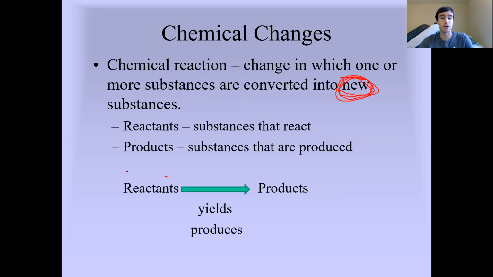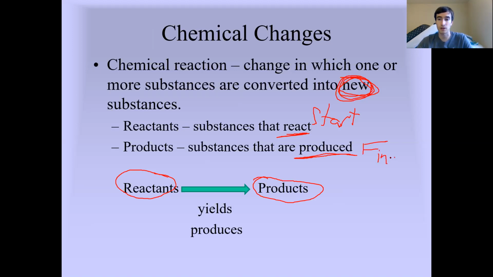We have what's called the reactants on one side. So these are the substances that react together. Makes sense. Reactants react. So these are our starting substances. So they are what we use to start the chemical reaction. After they go through the reaction, we end up with the products. So the products, like you might imagine, are the substances that are produced as a result of our chemical reaction. So they are our kind of final products, our final answers.